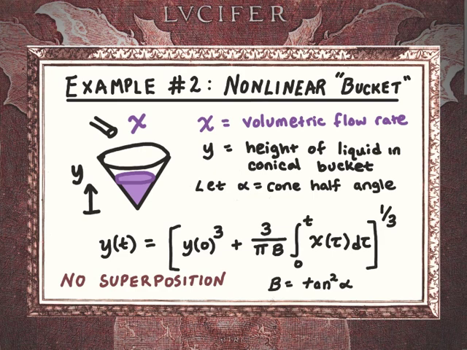So the height of the water in the water bucket at time t, y of t, is equal to the cubic root of the initial height cubed plus 3 over pi b integral from 0 to t of x of tau d tau, where the integral is equal to the volume that has been added since time 0, and b is equal to the tangent squared of the half angle alpha.